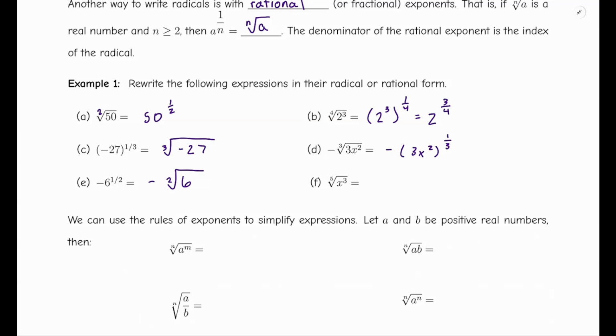And then f, the fifth root of x cubed becomes x cubed to the 1/5 power, and then a power to a power, we multiply. So we get x to the 3/5.